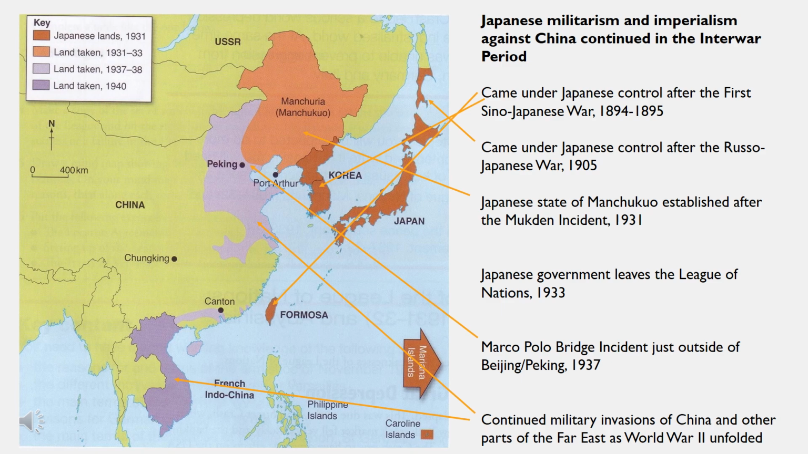In response, the Japanese government left the League of Nations in 1933 to continue to pursue its own militant path in the Far East. That path took the Japanese military into Beijing, where the first battle of the Second Sino-Japanese War began, in what was called the Marco Polo Bridge incident near Beijing in 1937. Some historians claim that this battle is the actual first battle of World War II, as both Japan and China would become entangled into the alliances of the Second World War within just a few years.